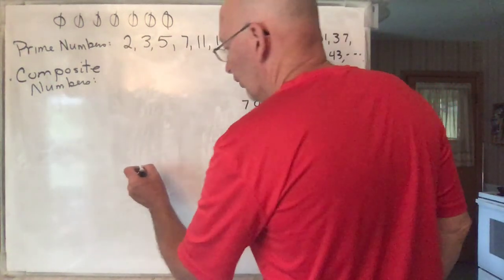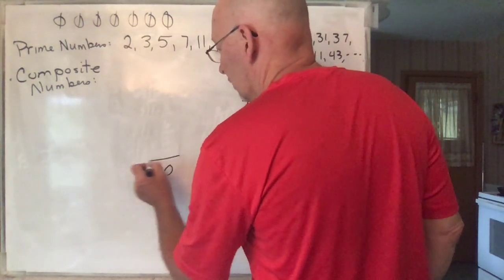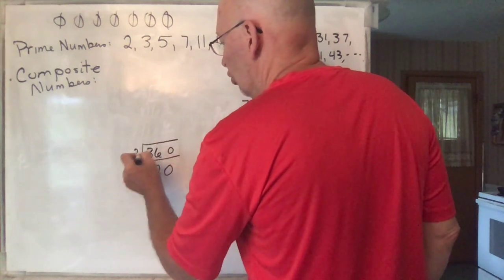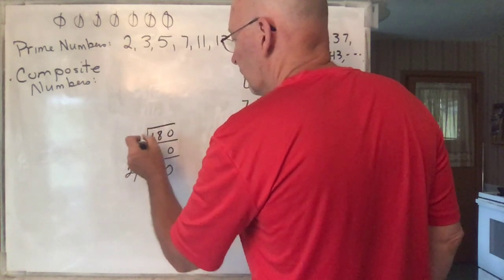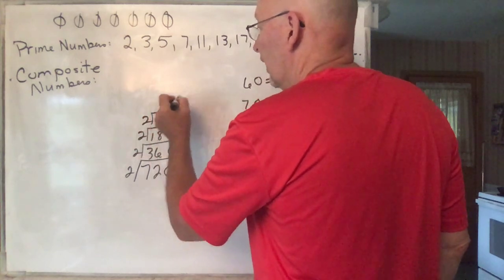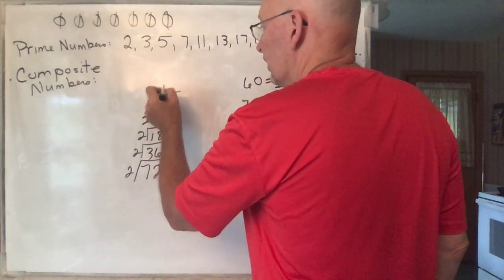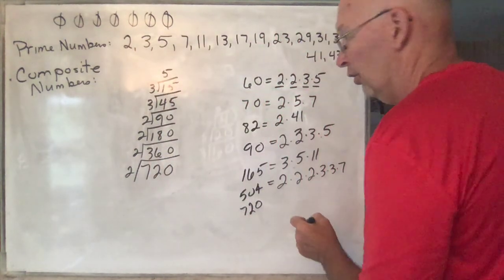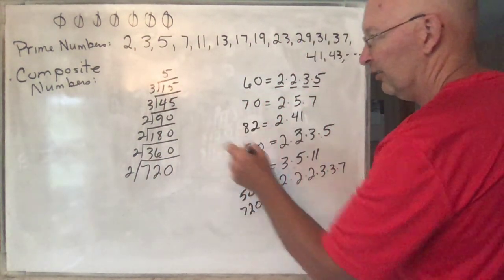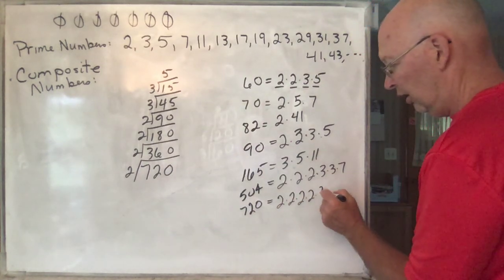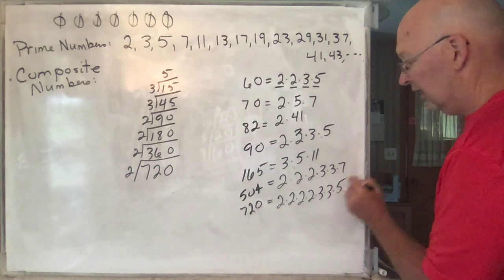702. Try it on your own if you haven't done them yet. 2 and you get 360. 2 and you get 180. 2 and you get 90. 2 and you get 45. 3 and you get 15. 3 and you get 5. So look at all the 2's. I could write that as 2 to the 4th, but I'll just multiply it all out here. 2, 2, 2, 2, 3, 3, and 5.